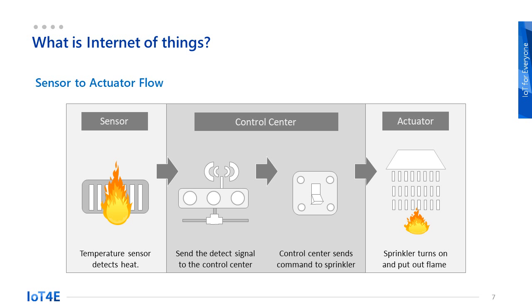Now let's look at how sensor to actuator flow works with an example. Let's assume you have a smart home setup with a smart sprinkler. When you're away from home, your neighbor tosses a cigarette butt into your yard and causes a fire. Your temperature sensor detects heat and sends the detect signal to the control center. The control center then sends the command to the sprinkler to turn on. The sprinkler, an actuator, then turns on and puts out the flame. The whole sensor to actuator flow is simply the sensor detecting and sending the detect signal to the control center, the control center sending the appropriate command for the detected signal to the actuator, then the actuator performing the received command.